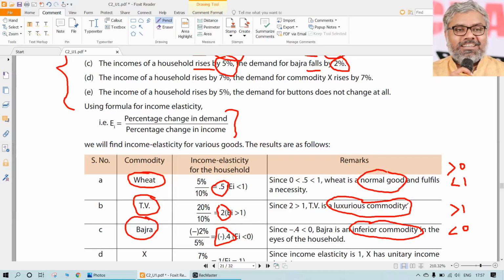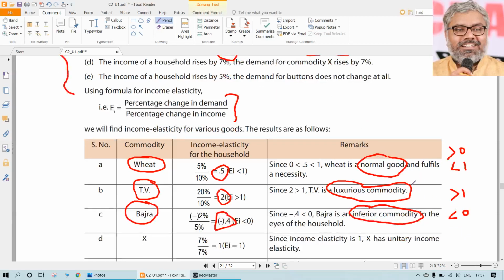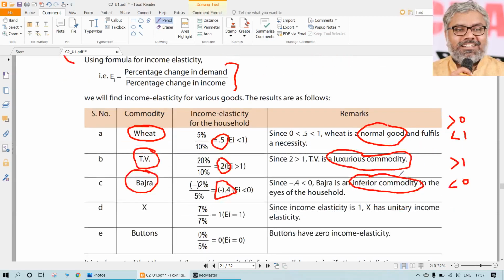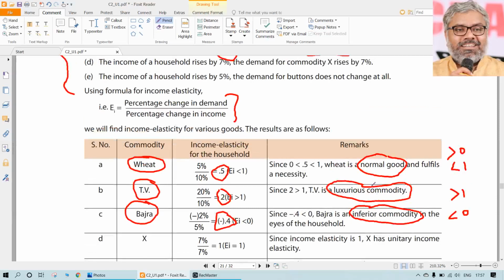So normal good, luxury commodity, inferior commodity. These are the 3 categories that are generally common in practice also. In reality, we can observe them. How to observe them? Not according to our judgments. I think wheat is a luxury commodity. I think TV is a normal commodity. I think Bajra is a luxury commodity. It doesn't matter what I think. What matters is the numbers. What matters is how it is behaving. We don't care about these things. These names are just examples. We care about these things.